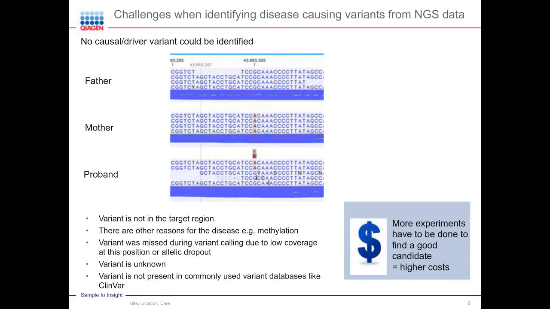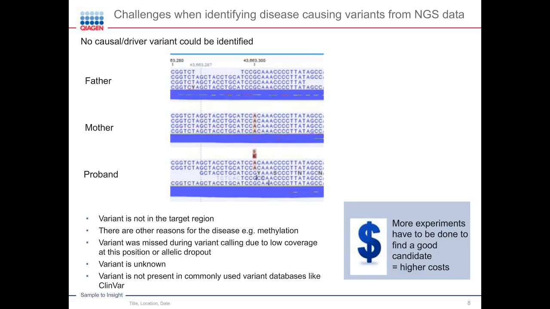The problem is, I'm pretty sure for those of you working on hereditary diseases that you have had that before. Currently, the case-solve rate for hereditary and rare diseases is around 22 to 30%. That means in 70% of the cases, you cannot find a disease-causing variant. So what are the reasons for that? If the variant was not in the target region you have sequenced, of course, you cannot identify it. Then even the best bioinformatics software cannot help you. And there could also be other reasons for the disease.